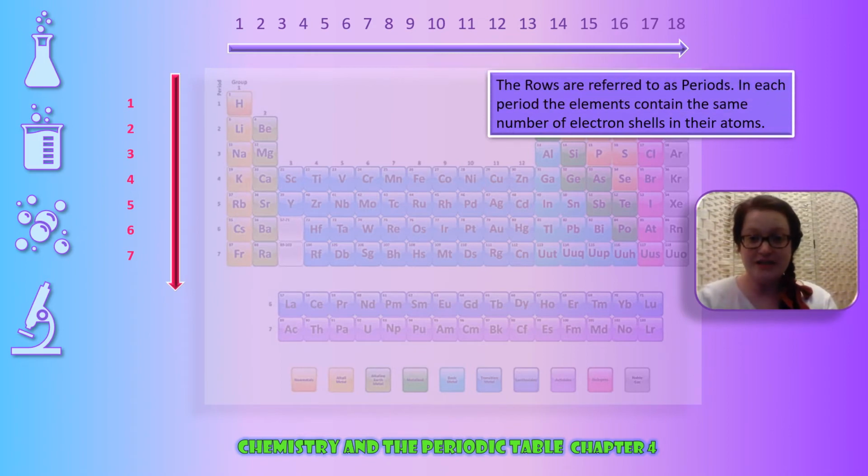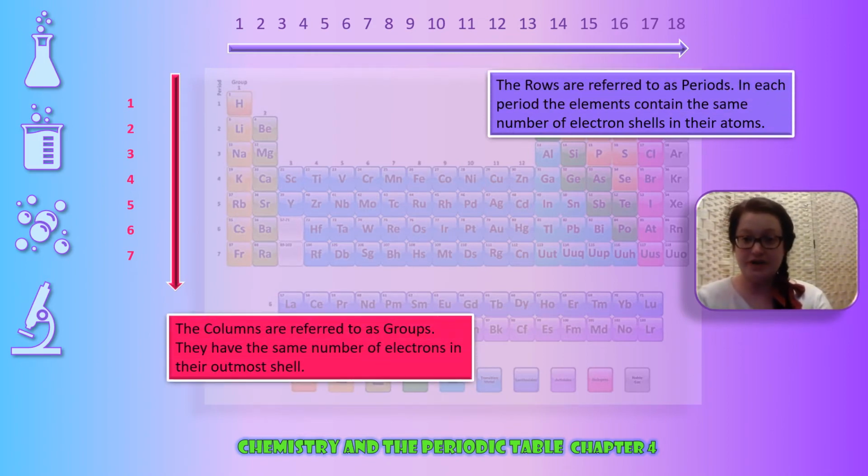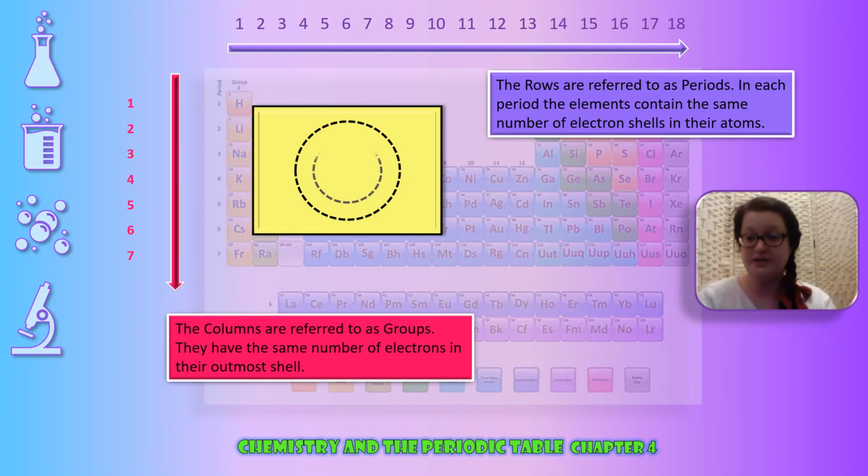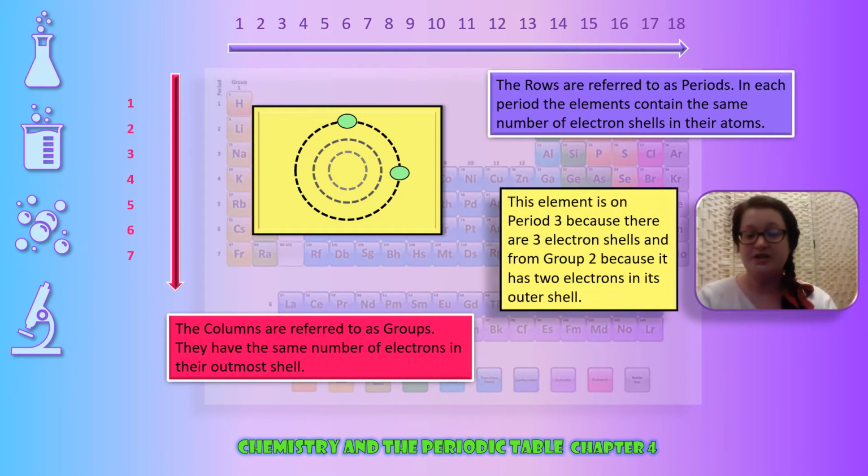So moving on, let's have a look at what the rows are actually referred to. They're called periods, and they represent the elements which contain the same number of electron shells in the atom. And the columns are called the groups, and they have the same number of electrons in the outermost shell. So here is a flat diagram of an atom, and you can see it would be in period 3 of the periodic table because there are 3 electron shells, and it would be classed as group 2 because it has 2 electrons in its outer shell.